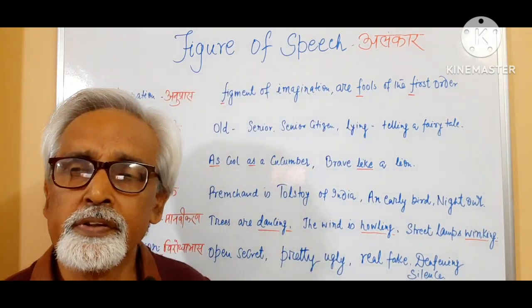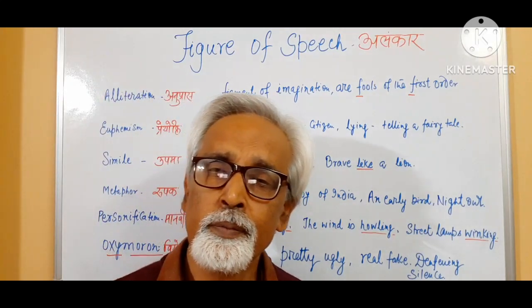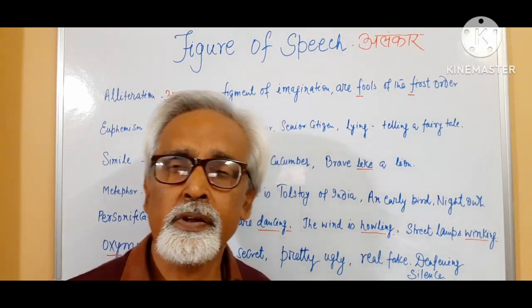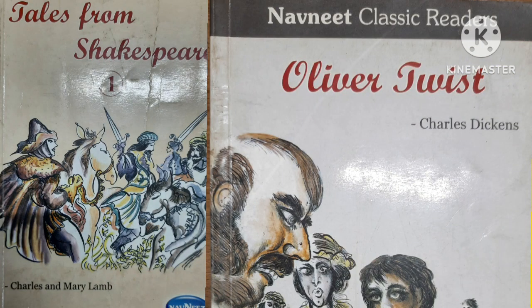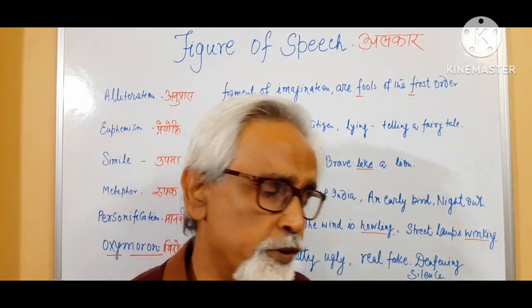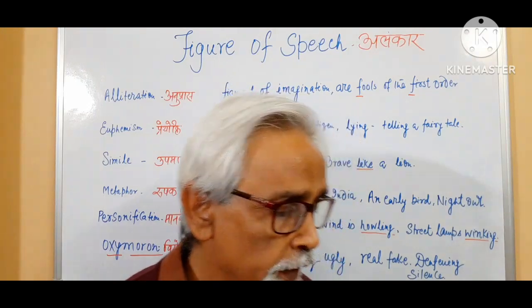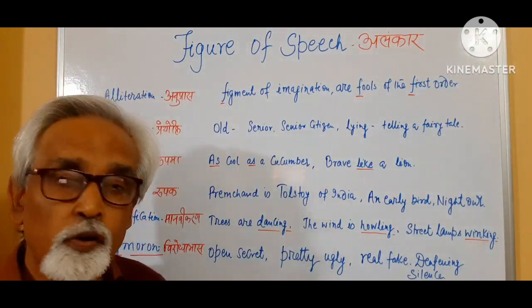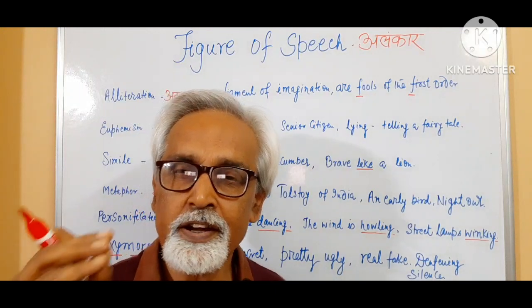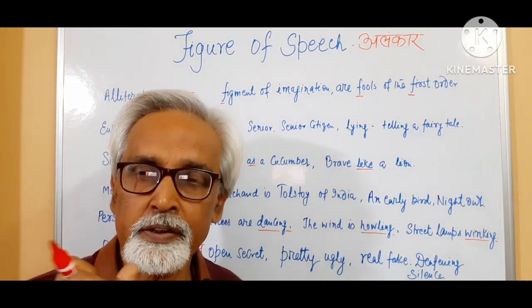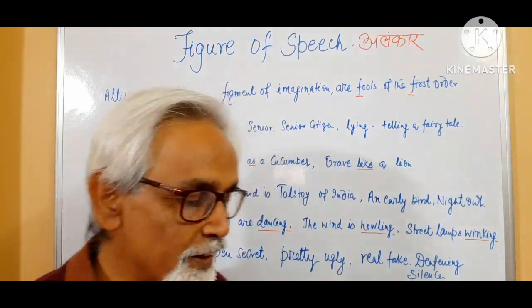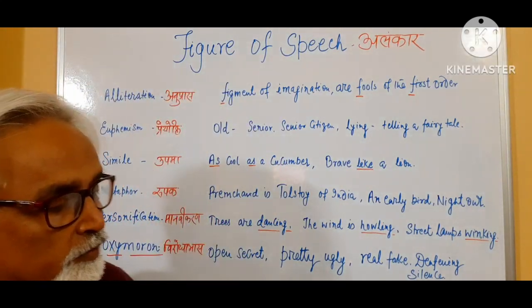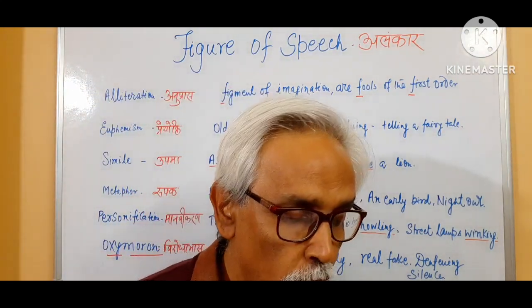And Shakespeare, it is said about him that Shakespeare and Charles Dickens, they sprinkled their literary works with figures of speech, all types of figures of speech. Costly simplicity. It is said about Bapu, Mahatma Gandhi, that his simplicity was very costly. So costly simplicity. So these are some examples of oxymoron.